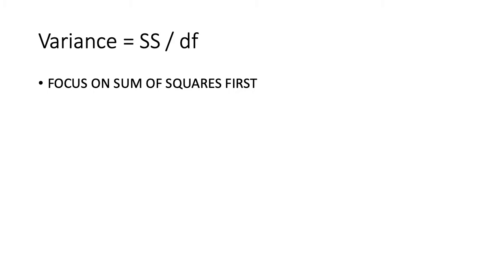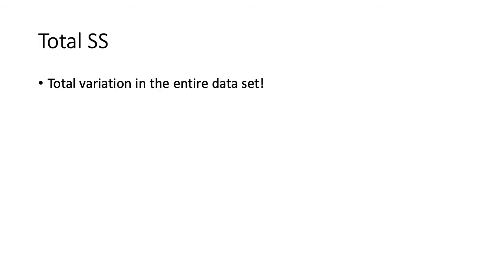I'll say this a few times. Variance is just sum squares divided by degrees of freedom. So we're going to focus on the sum squares first in this lecture. Our first measure of sum squares is called the total sum of squares. It's the total variation in the entire data set. So it's not the variation due to our treatment, and it's not the variation due to any error. It's not signal, it's not noise, it's everything: signal and noise plus everything else. Total sum of squares is just saying how much variation exists in the entire data set.